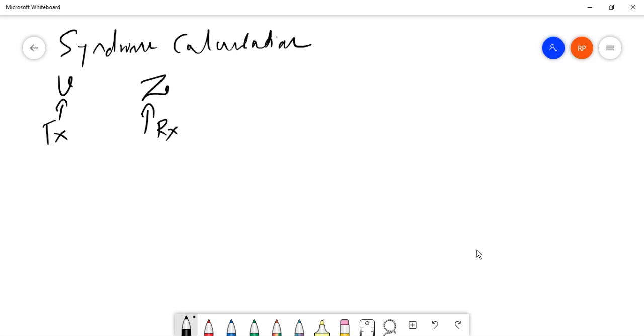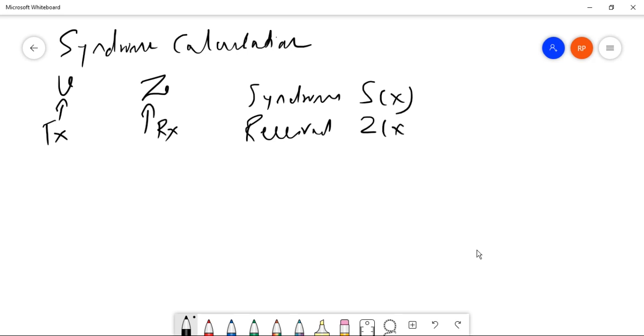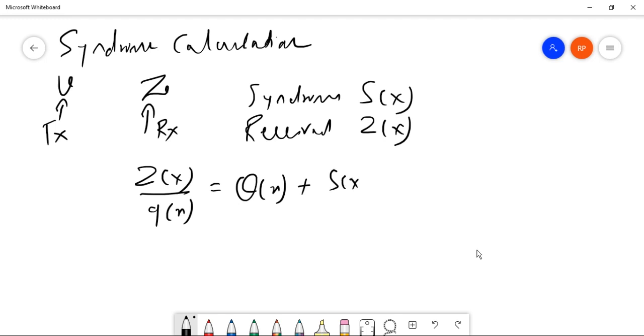Let us indicate the syndrome by S of X, because we are dealing with the binary cyclic code. The received vector, let us indicate it by Z of X. Now if I divide the received vector by the generator G of X, then it will be equal to Q of X plus S of X divided by G of X.